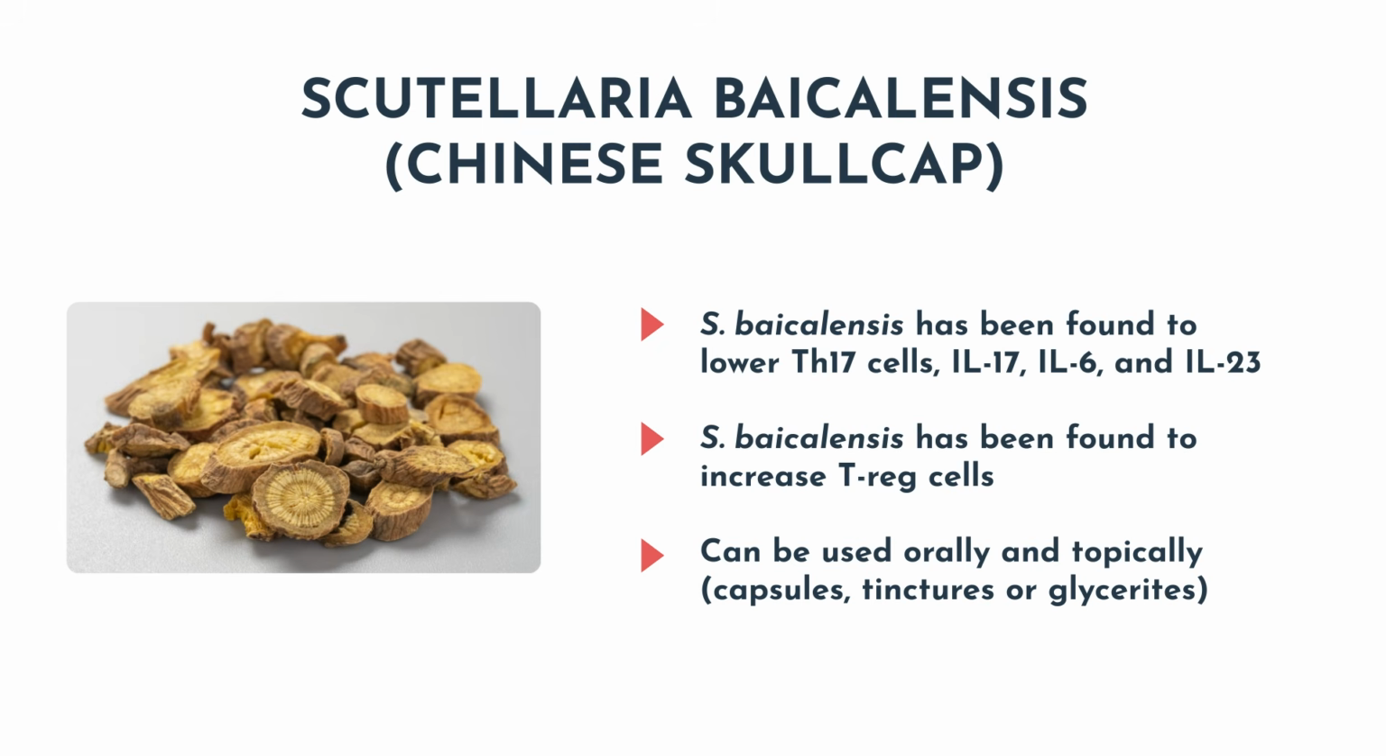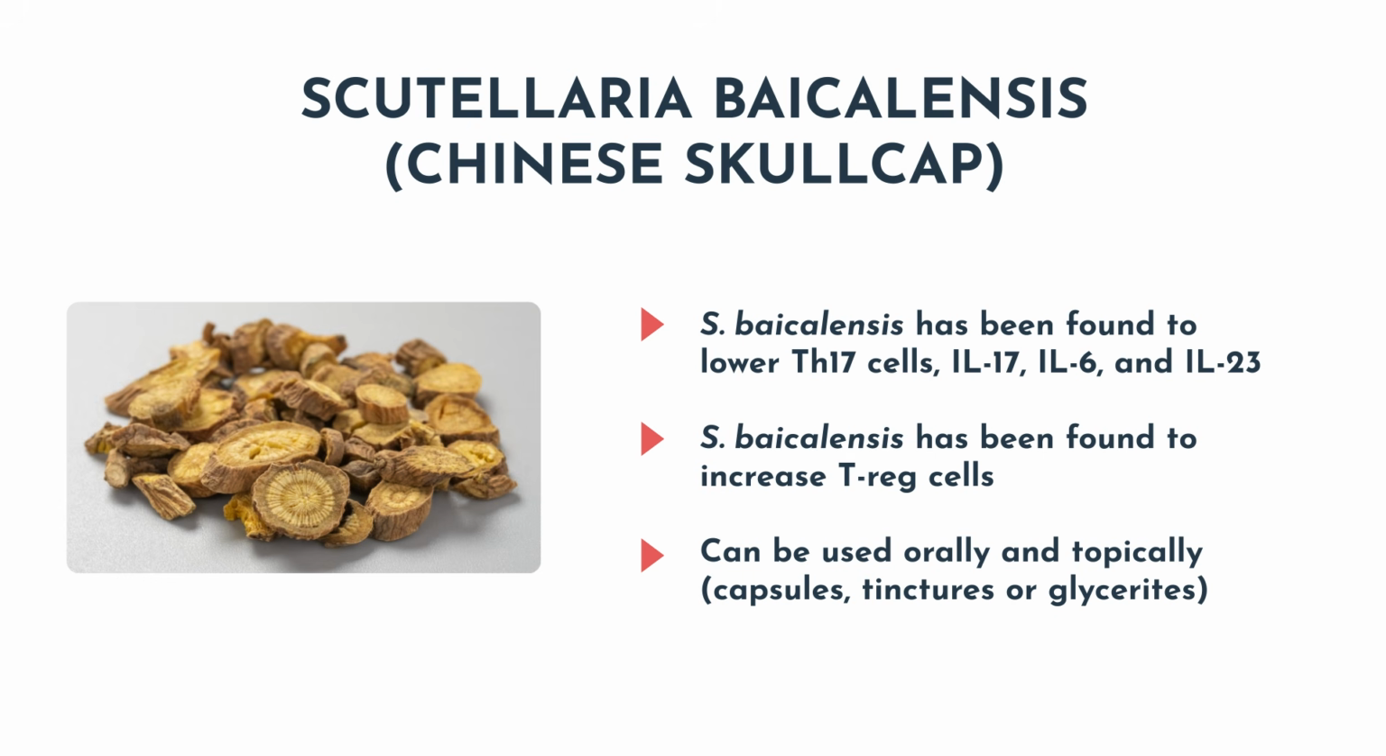Another herb that can be very helpful is Scutellaria baicalensis, or Chinese skullcap. Don't confuse this with Scutellaria lateriflora, which is a different type of Scutellaria. This is Scutellaria baicalensis, Chinese skullcap. It's been found to lower Th17 cells, as well as IL-17, IL-6, and IL-23. And Scutellaria baicalensis has been found to increase those Treg cells. Those are the immune tolerant cells that calm down the immune system.